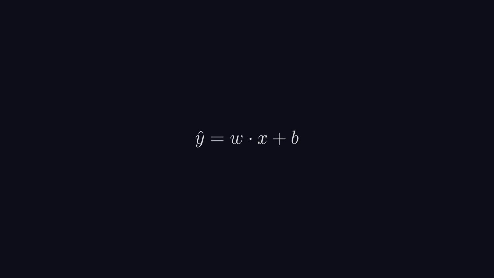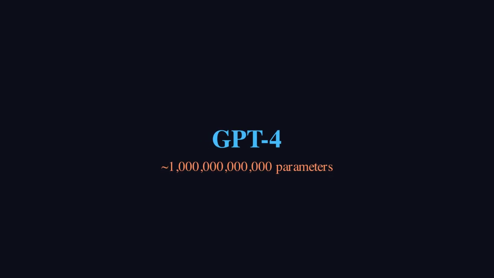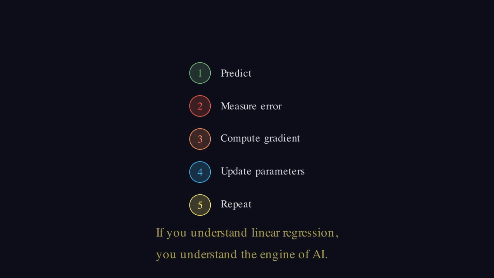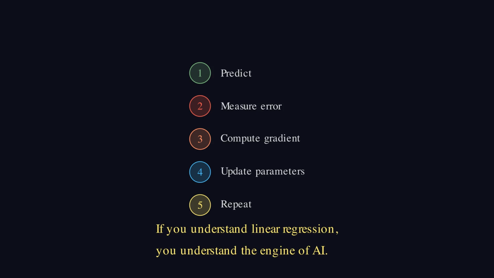Linear regression is a model with 2 parameters, w and b. GPT-4 has over 1 trillion parameters, but the training loop is the same. Make a prediction, measure the error, compute the gradient, update the parameters, repeat billions of times. Every breakthrough in AI, transformers, attention mechanisms, diffusion models, is an innovation in step 1, the architecture, or step 2, the loss function. But steps 3 and 4, pure calculus, the chain rule, gradient descent. So if you understand what we just did with a simple line, you understand the engine of AI.